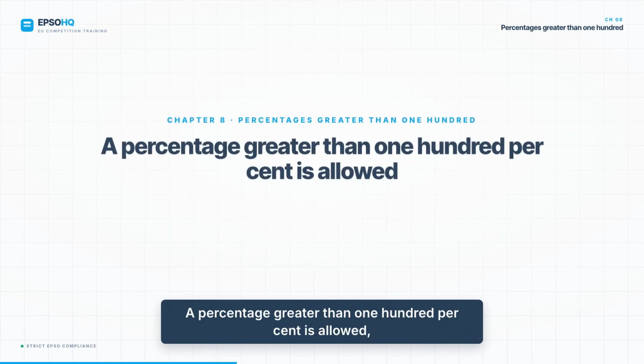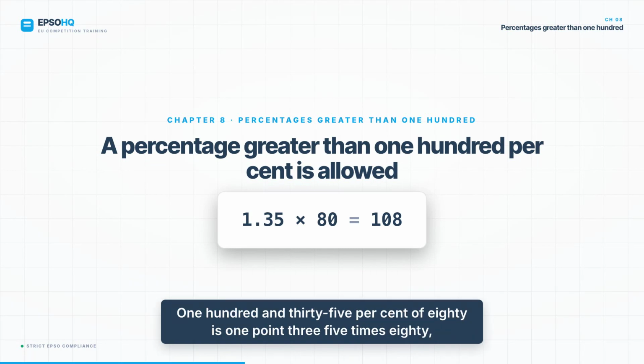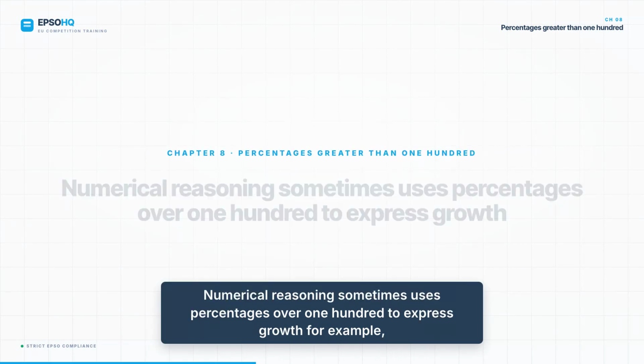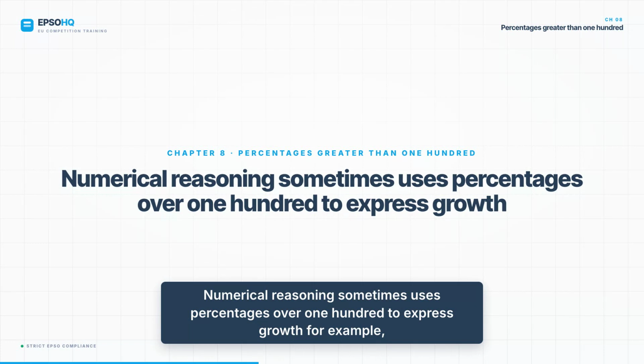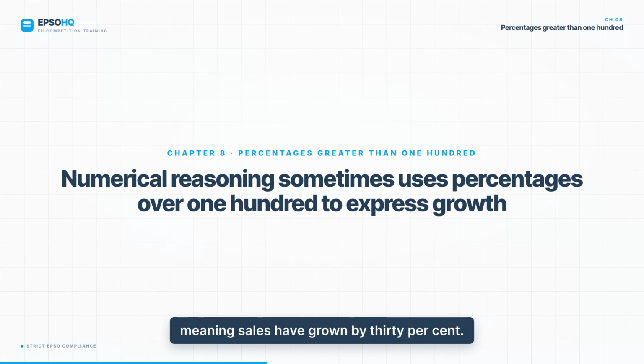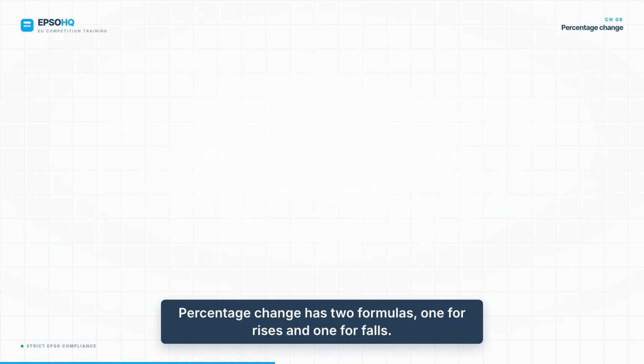A percentage greater than 100% is allowed and behaves exactly like any other percentage. The same multiplication formula applies. 135% of 80 is 1.35 times 80, which is 108. Numerical reasoning sometimes uses percentages over 100 to express growth. For example, sales this quarter are 130% of sales last quarter, meaning sales have grown by 30%. Reading the question precisely is the only skill that matters.